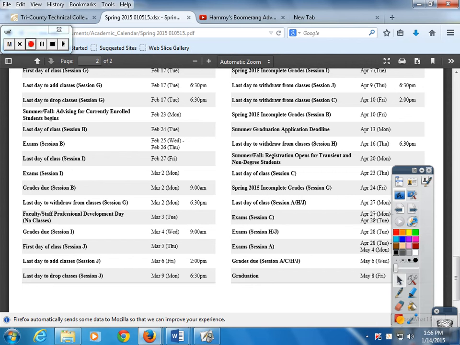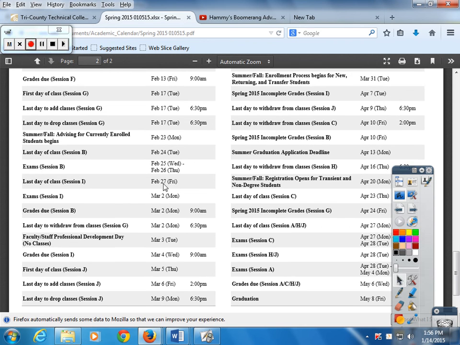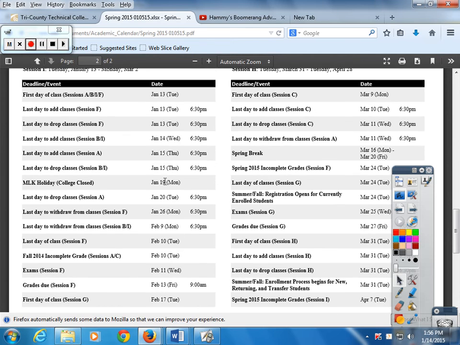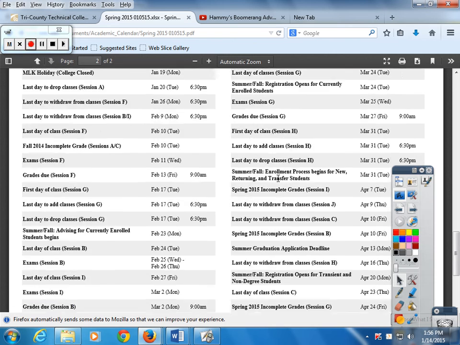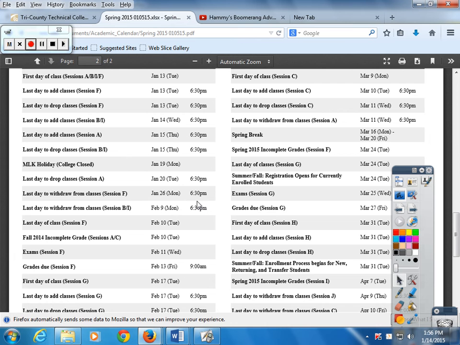What were the 2 dates we had no class? January 19th and March 3rd. Make sure you print this out. This is a very important page. It's under academic calendar.